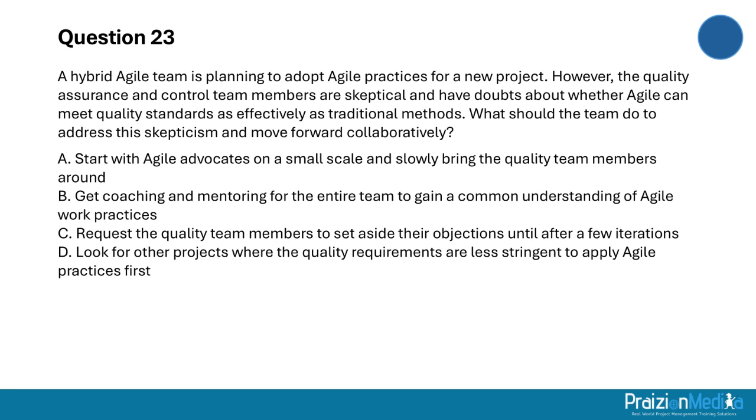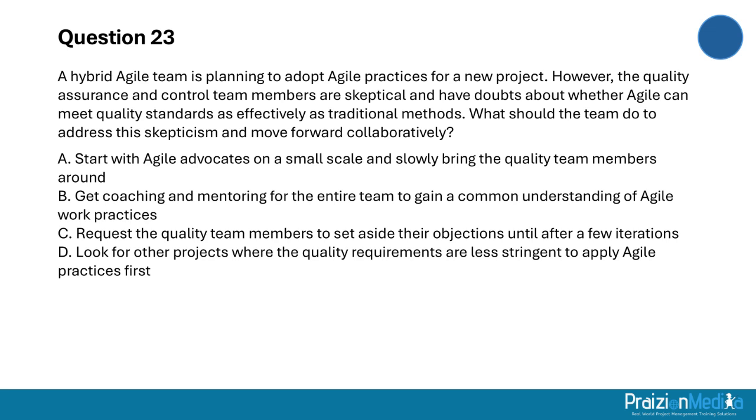We're almost there, my friends. Almost there for today. A hybrid Agile team is planning to adopt Agile practices for a new project. However, the quality assurance and control team members are skeptical and have doubts about whether Agile can meet quality standards effectively as traditional methods. What should the team do to address this skepticism and move forward collaboratively?